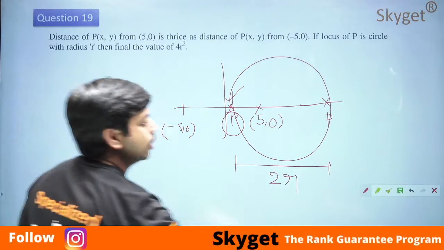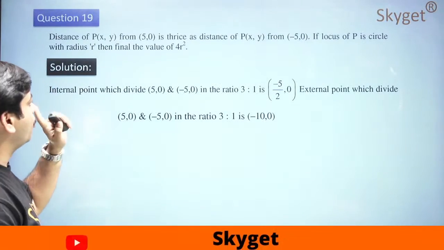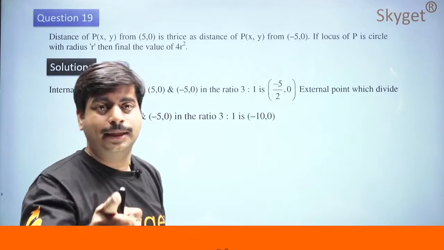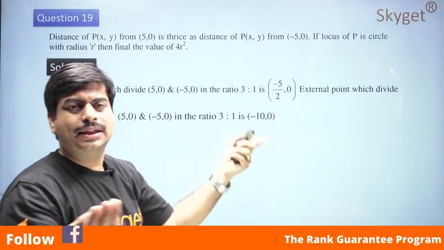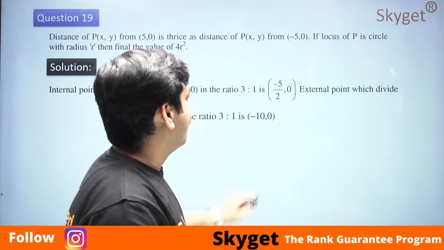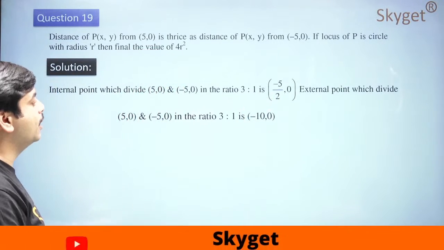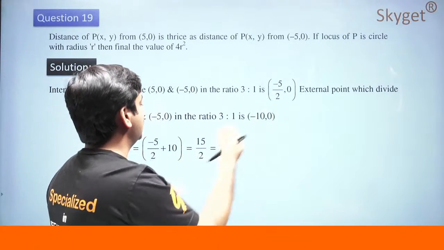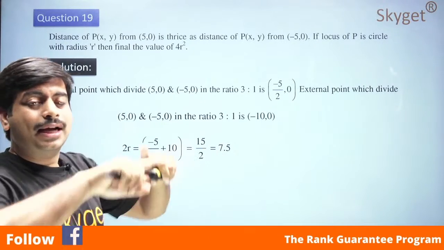Okay. So once you solve all this, you will get the value of r. Let us see. The point dividing in the ratio 3:1 internally is (-5/2, 0), and the external point will be (-10, 0). Use the internal division formula and you will get that. Once you get these two, the distance between them will be 7.5, which is equal to r, because it is the complete distance, the radius.